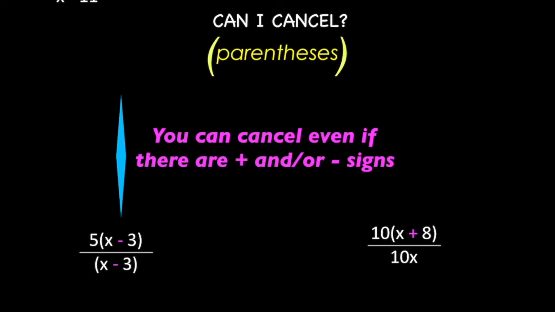So let's revisit the expression on the lower right. Again, even though there's a plus sign, if it's within a parentheses, you can consider the 10 and the entire parentheses as factors. Therefore, you are allowed to cancel outside of the parentheses. What you are not allowed to do is now go ahead and try to cancel this x with this x that's within the parentheses. You're only allowed to cancel outside of the parentheses, or, as I mentioned, the entire parentheses. So the expression on the right, again, would reduce to x plus 8 over x.